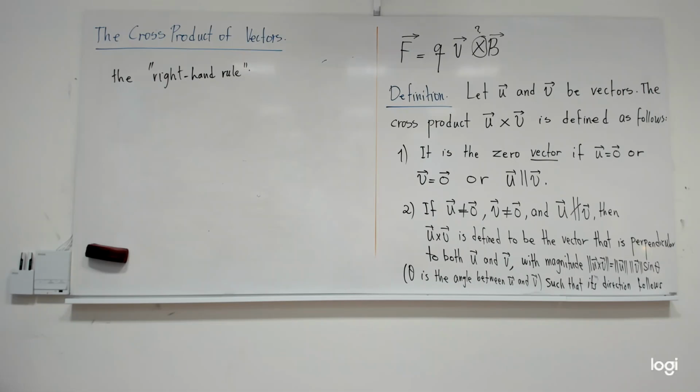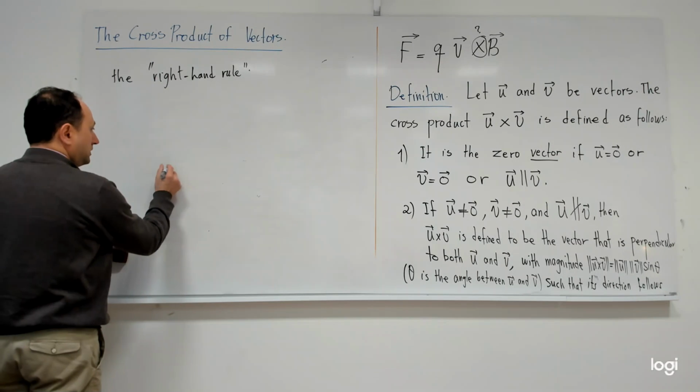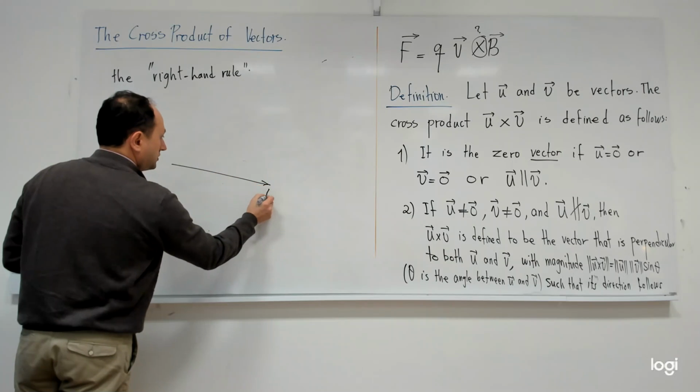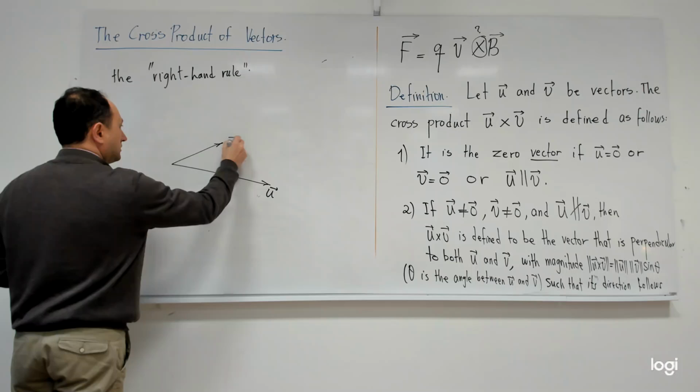Okay, so if I give you two vectors and I ask you to determine for me U cross V, then you first think, if U is 0, the answer is the 0 vector. If V is 0, the answer is the 0 vector. If U and V are parallel, the answer is the 0 vector. But if not, you have to follow the second item. So what does it mean? Assume that you need to, so for example, let me consider, this is vector U, and this is vector V.